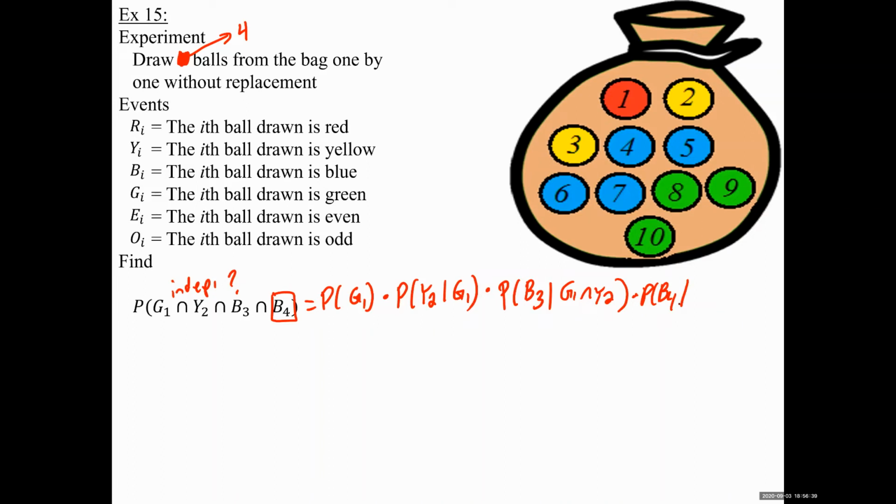B3. Not just B3. Everything you see before the symbol B4. So not just B3, all of this. Okay, so it's going to be G1 and Y2 and B3. And make sure you remember that these have ands in them. Okay. You guys following what I'm saying? Does anyone get what I'm saying? Yeah.